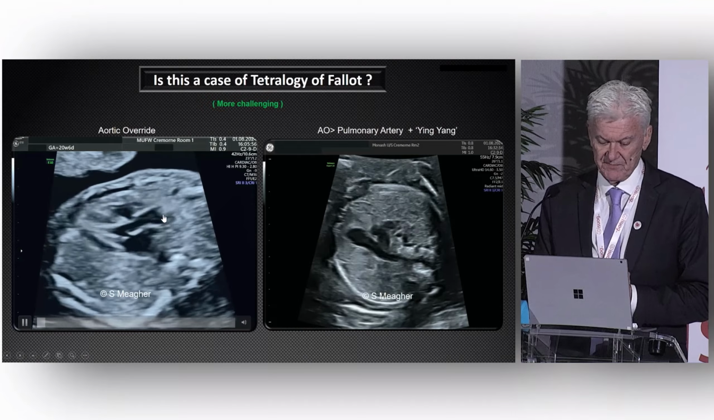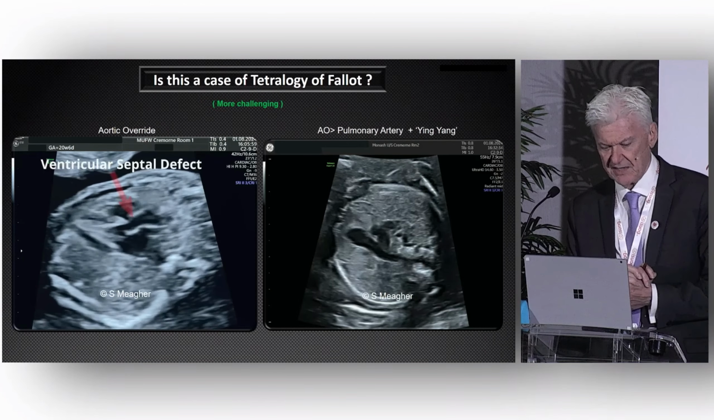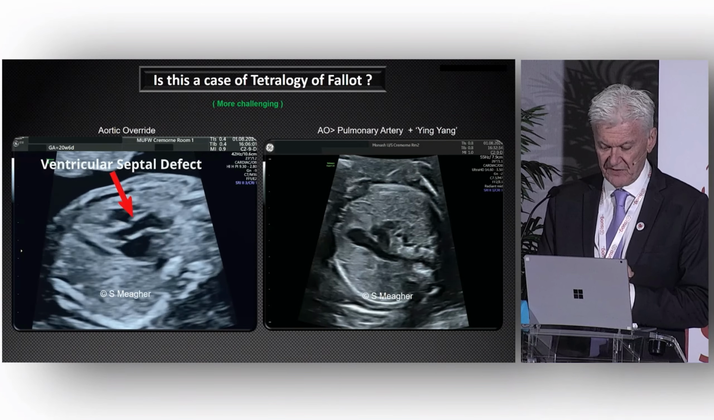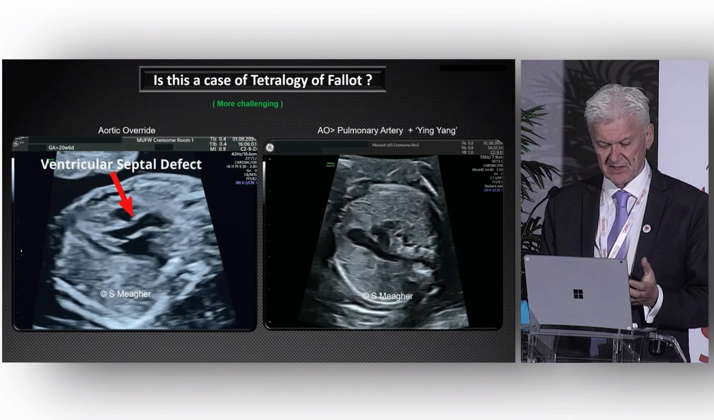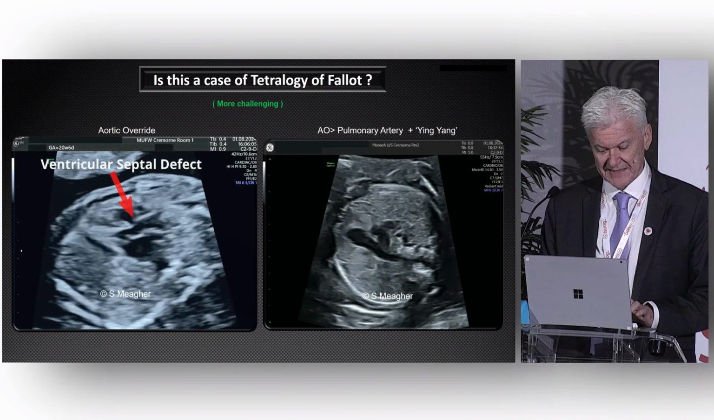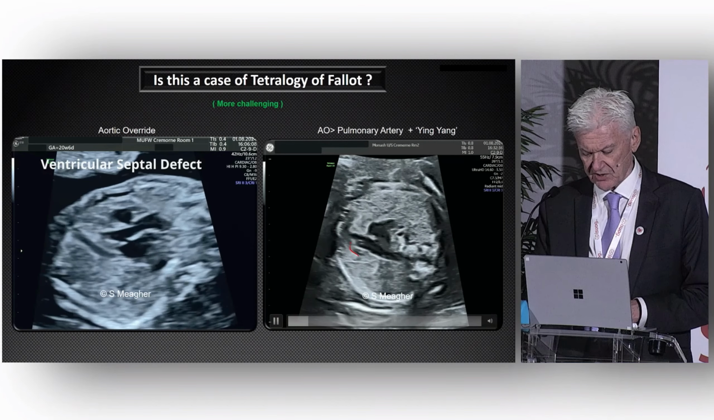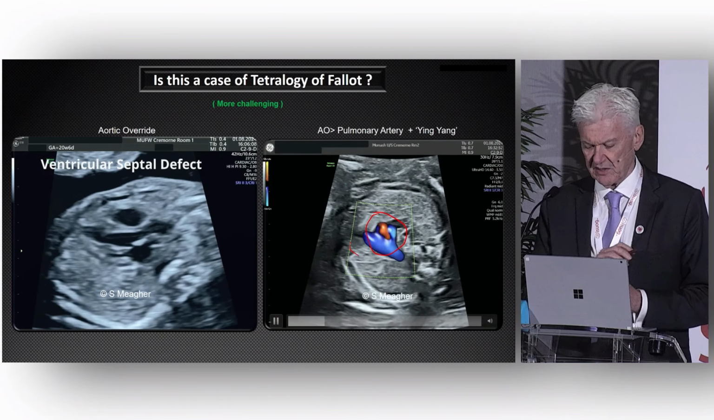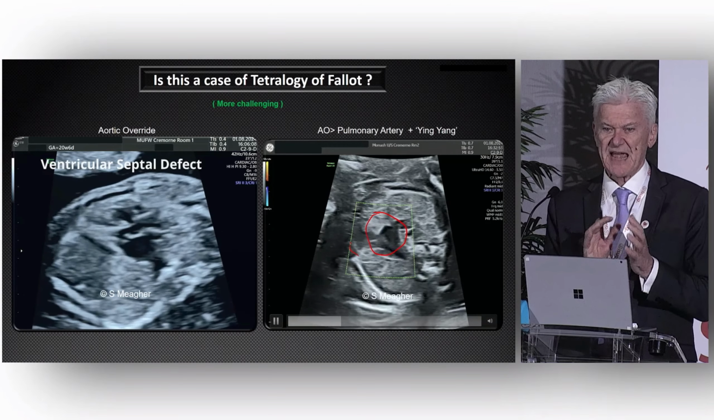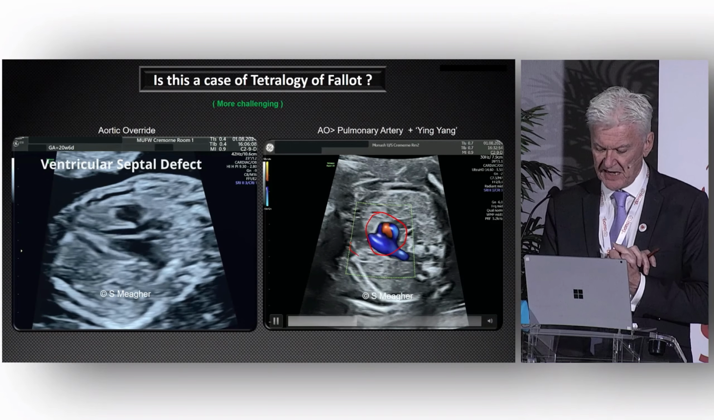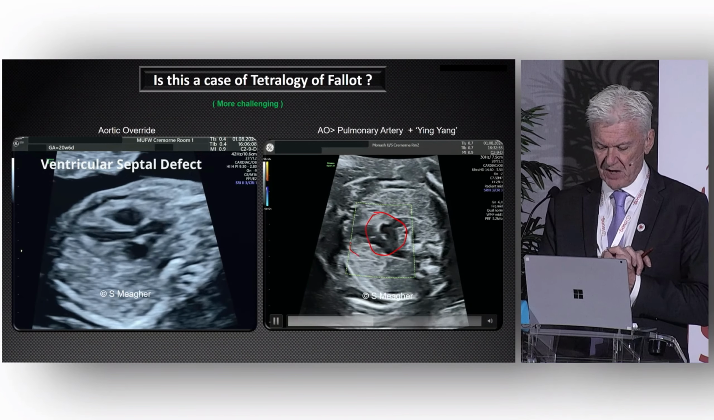So in this case here, I think it's a little bit easier to turn around and say, I can see there's a VSD present, and I think there is malalignment of this VSD. But still, when you go to this, you see that the pulmonary artery is larger than the aorta, but there is something slightly different when you look at the aorta. You see that yin-yang appearance, which you see in Fallot's with that dilated aorta when compared to the pulmonary artery.